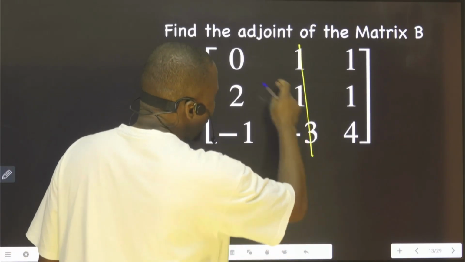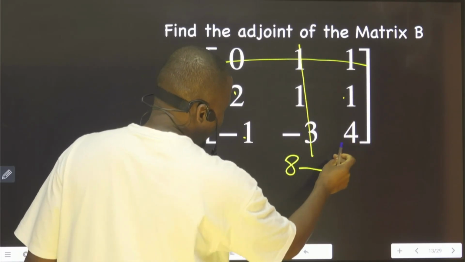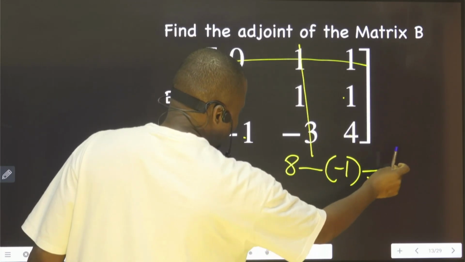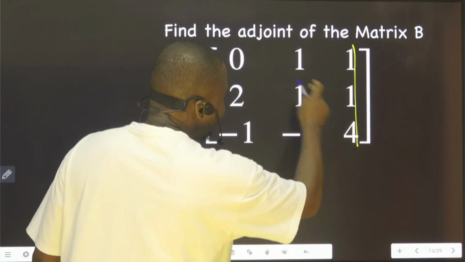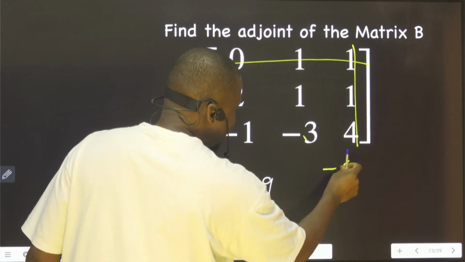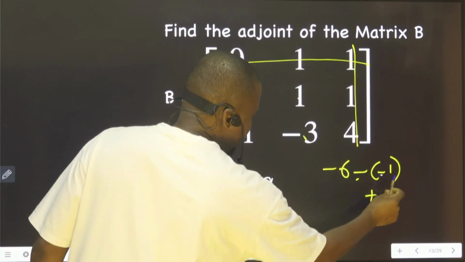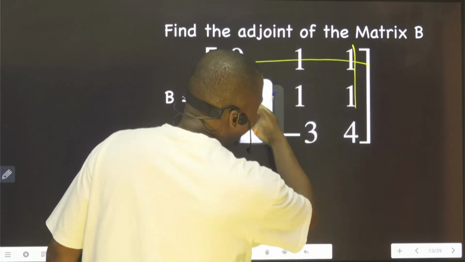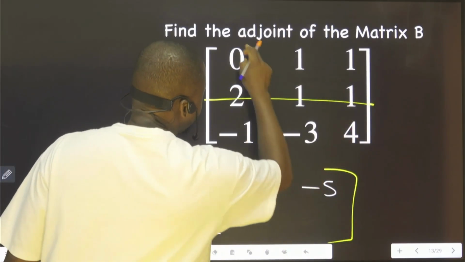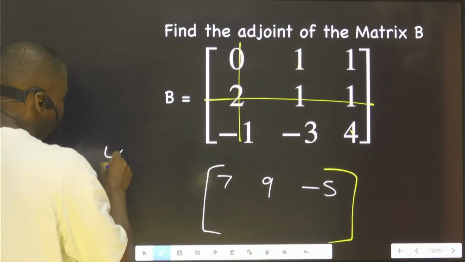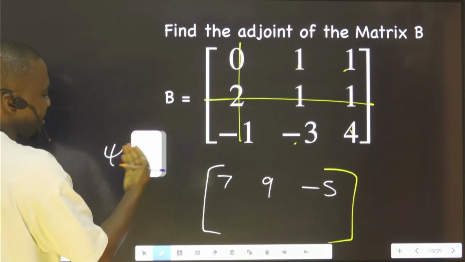Then we go for the minor of this one. This multiplied by this is 8, minus this multiplied by this is minus 1. This is 9. So the minor of this is 9. Then we go for this. This and this will produce minus 6. This and this will produce minus 1. This will produce plus, and this is minus 5. Then we go for this: 4 minus minus 3, 4 plus 3, that is 7.